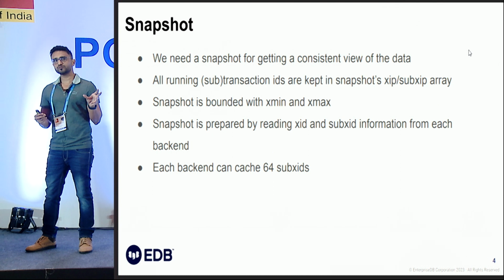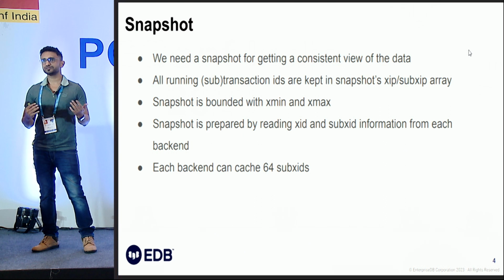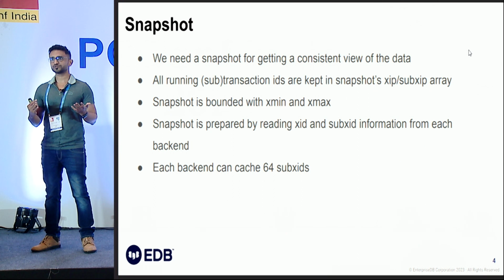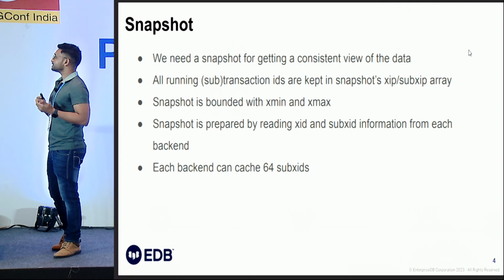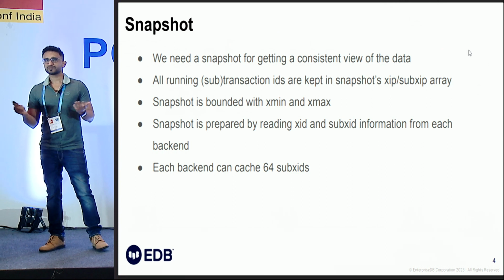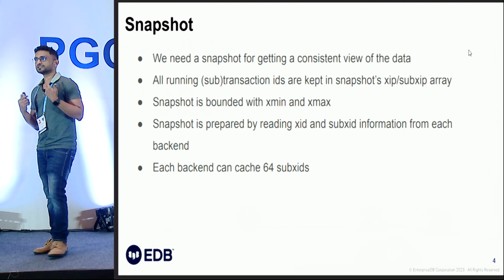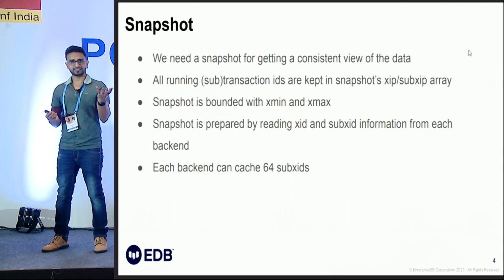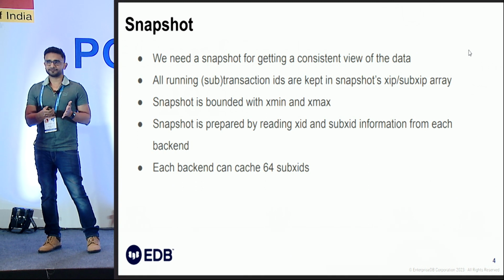The snapshot is a view where, when you start a query in read committed isolation, you decide what will be visible to you and what will not be visible to you. You set that rule when taking the snapshot, and throughout the query execution, you follow that rule. What we store in the snapshot is a range of XIDs and sub-XIDs, which tell us which XIDs are concurrent to us. Basically, we go through all the backends, take the currently running XIDs and sub-XIDs from each backend, and keep them in an array.